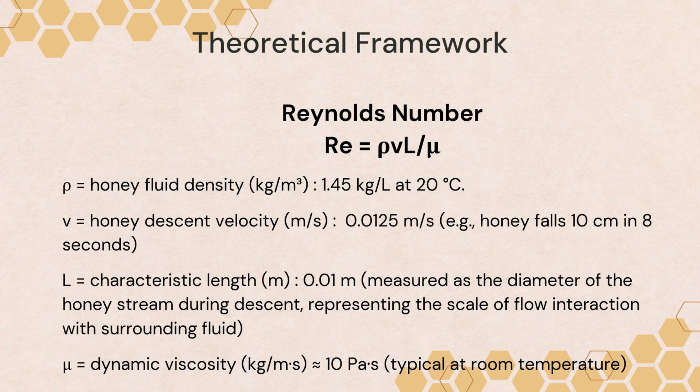In this case, for honey, it refers to the diameter of the honey stream as it moves through the water. I measured it to be around 5 millimeters or 0.005 meters. This value represents the scale at which the honey interacts with the surrounding fluid, influencing the flow regime. And for last, μ is the dynamic viscosity of honey, approximately 10 Pascal seconds at room temperature.